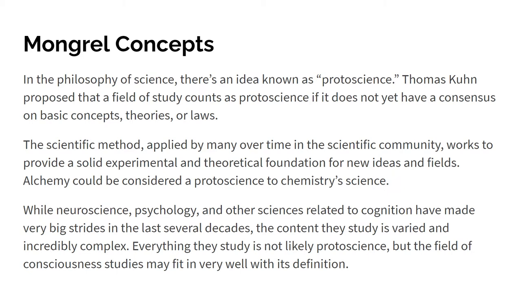dichotomy that he presents of mongrel concepts versus cluster concepts, which he mentions in the body of the article and then explicitly talks about at the very end of the article. So in the philosophy of science, a more general sort of field of study, there's an idea known as proto-science. So Thomas Kuhn came up with this. He was a philosopher of science, in the mid to late 20th century, and he proposed that a field of study counts as a proto-science if it does not yet have a scientific consensus on basic concepts, theories, or laws.